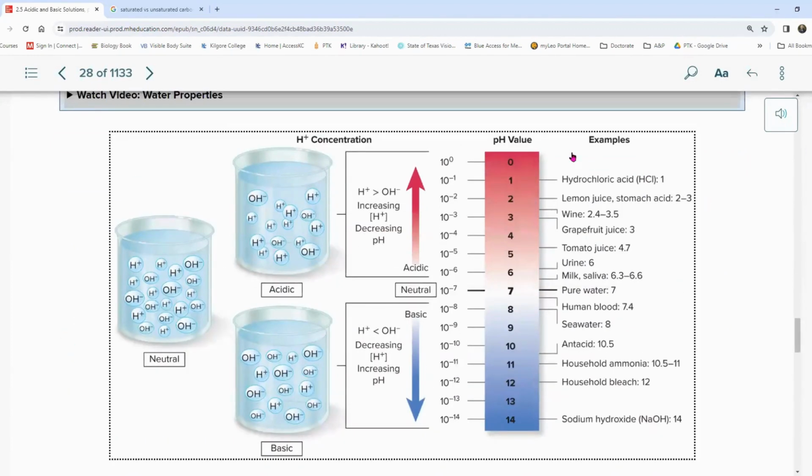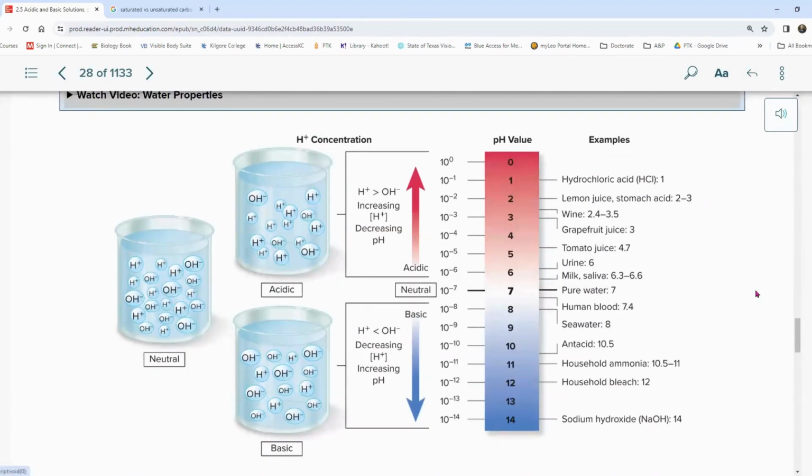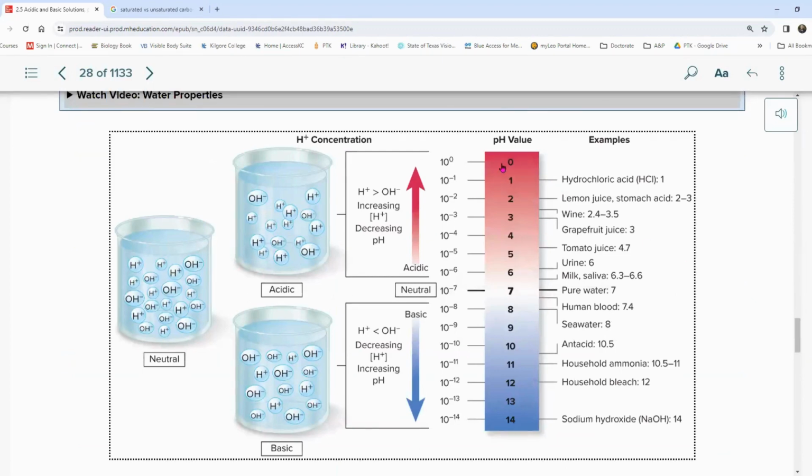So the pH scale goes from 0 to 14. Anything in between a 0 and a 6 is considered an acid, so anything from 0 to 6.99 would be considered an acid. A 7 is referred to as neutral, so that would be water. And then basic is anything after 7 to 14.